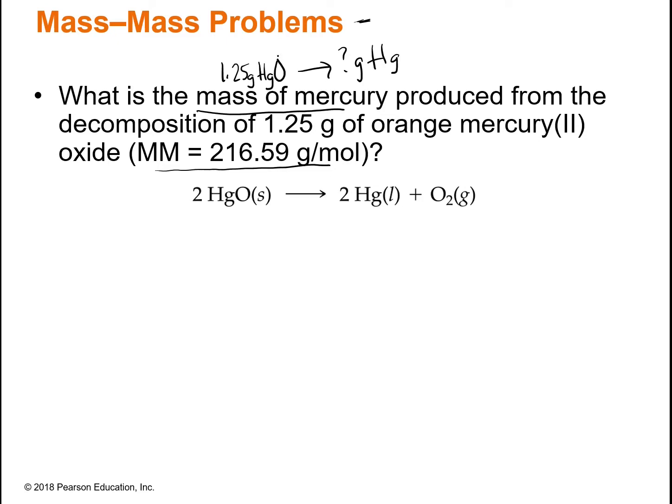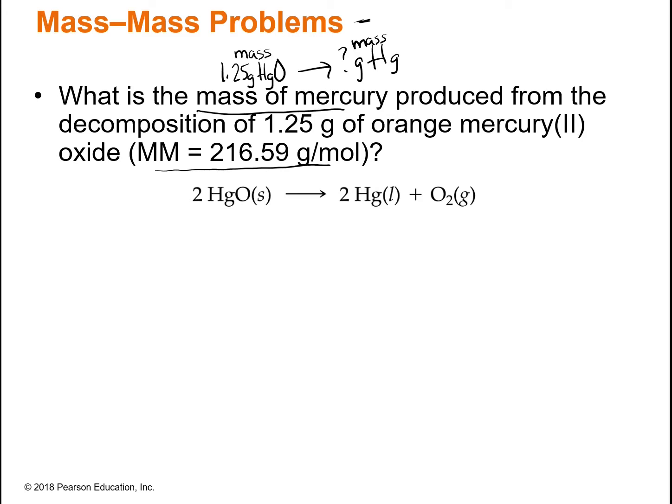So we have to identify these two things. We have 1.25 grams, which is a mass. And the question is asking, what is the mass? So that is a mass-to-mass problem. Always identify that first, because that will let you know which unit factors you need to use to get from point A to point B.